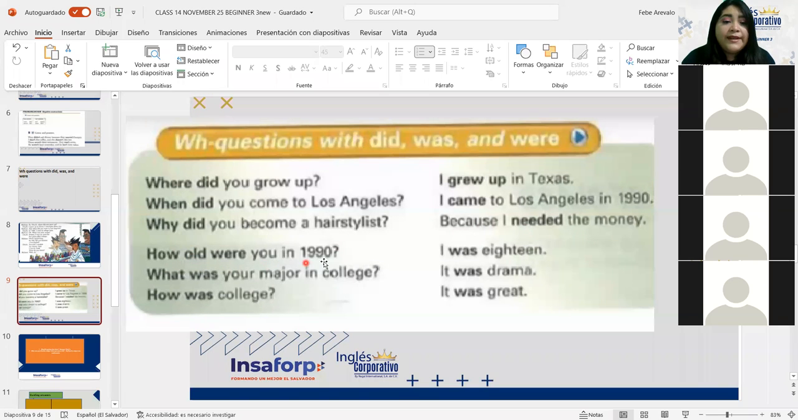How old were you in 1990? I was 18, right? Si notan aquí, no tengo ningún auxiliary. Por ende, voy a utilizar el was o el were, pero no hago uso de ningún otro verb, okay? Y para contestar es lo mismo, right? Solo utilizo el was o el were dependiendo del sujeto que escuchemos. What was your major in college? It was drama. How was college? It was great.